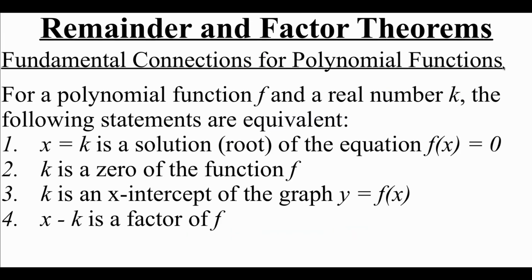So if we're taking a look at a polynomial function f and some real number k, then the following 4 statements are all equivalent. So saying that x equals k is a solution or a root of the equation f of x equals 0 is the same as saying that k is a 0 of the function f, which is the same as saying that k is an x-intercept of the graph of our function y equals f of x, which also means that x minus k is a factor of your function f. So basically all of these things are saying pretty much the same thing, just in a little bit of a different way.